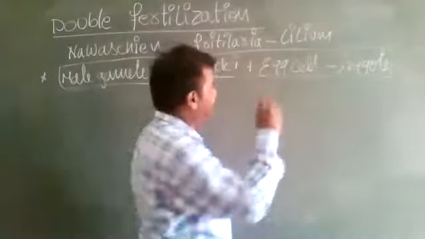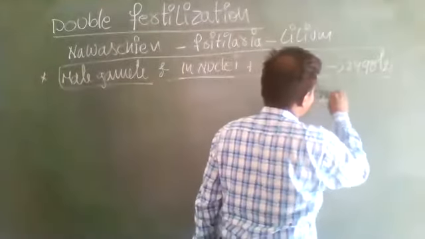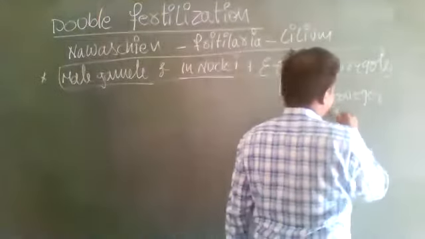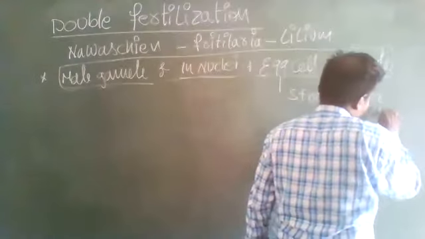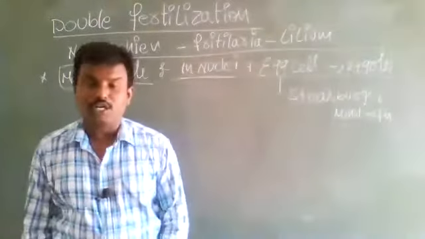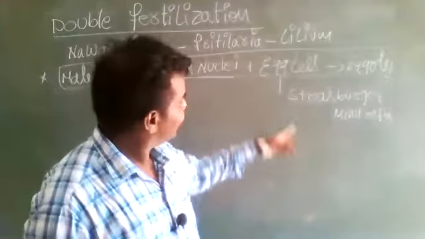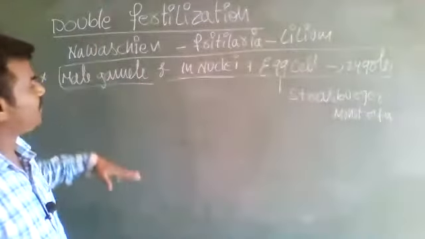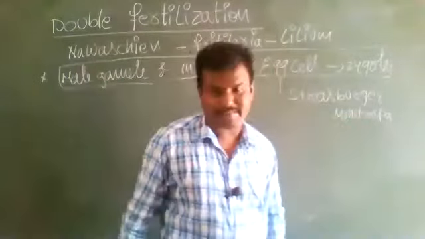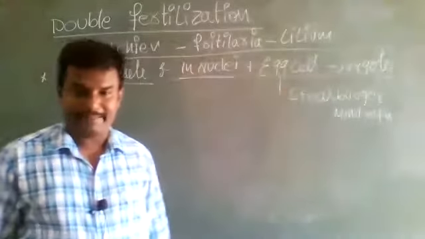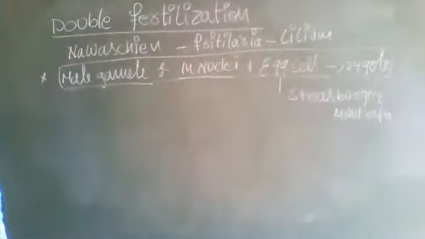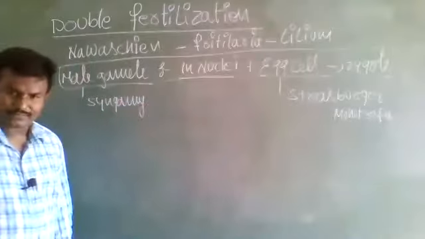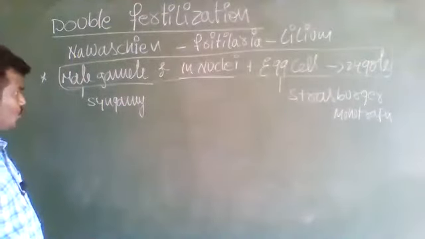This is what was observed by the scientist Strasburger in the Monotropa plant. When we start the objective discussion, we will get these bits there. Okay, so see, in double fertilization, the first fertilization Strasburger observed in the Monotropa plant. This is called first fertilization. It is also called syngamy. After syngamy, there is one more male gamete.